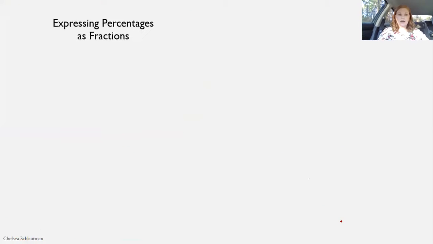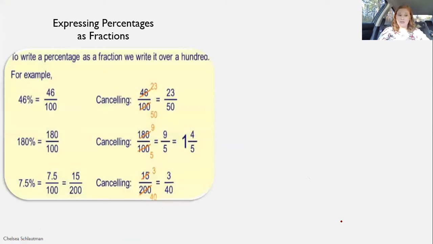And next, we're going to look at expressing a percent as a fraction. To write a percentage as a fraction, we're basically just going to write it over 100. So we take the number that we have of the percentage, which is 46%, and write it over 100. Next, we're just going to reduce it down and get a simplified fraction. As you can see here, all these examples are provided for you. We have 46 over 100. Simplified, it's going to be 23 over 50.